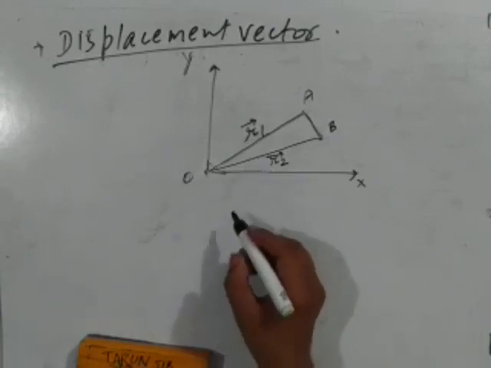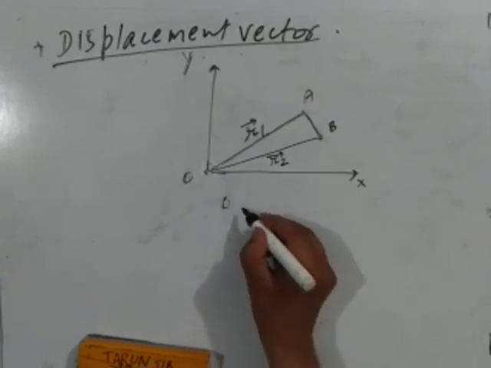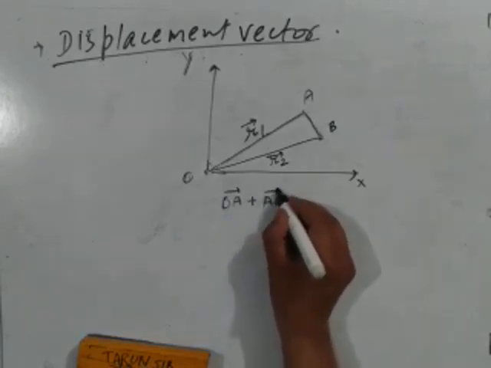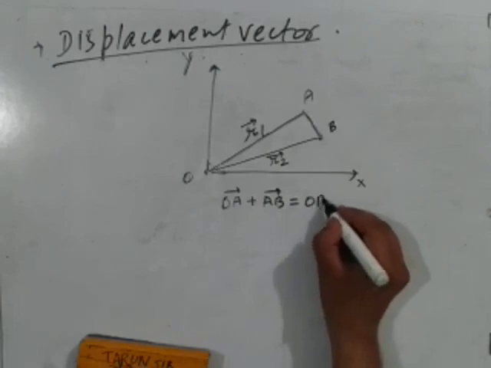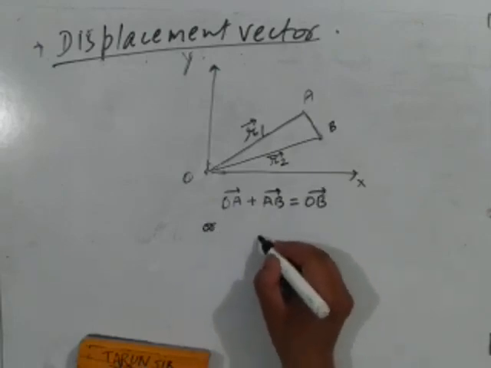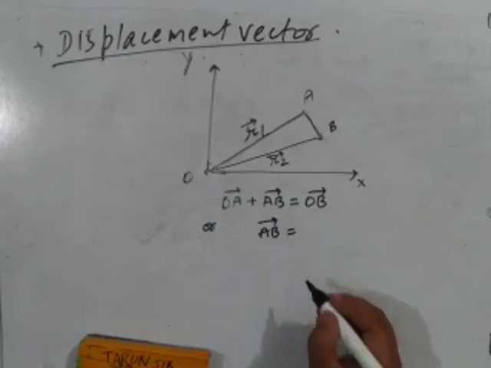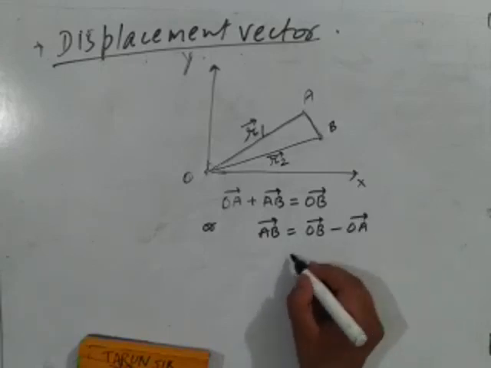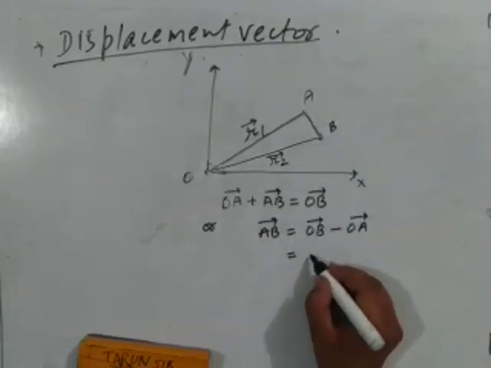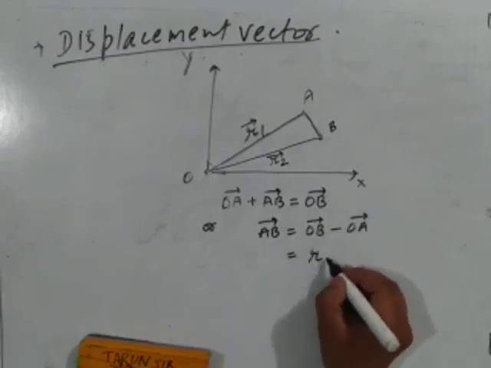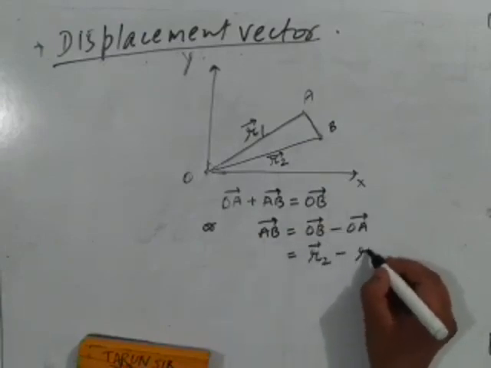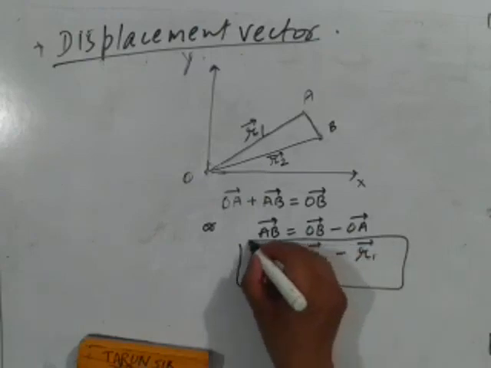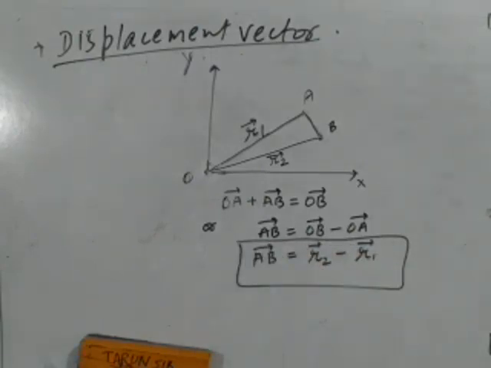So we can write it as OA vector plus AB vector is equal to OB vector, or AB vector is equal to OB vector minus OA vector. If OB is represented by r2 and OA is represented by r1, then AB, that is the displacement vector, is equal to r2 vector minus r1 vector.